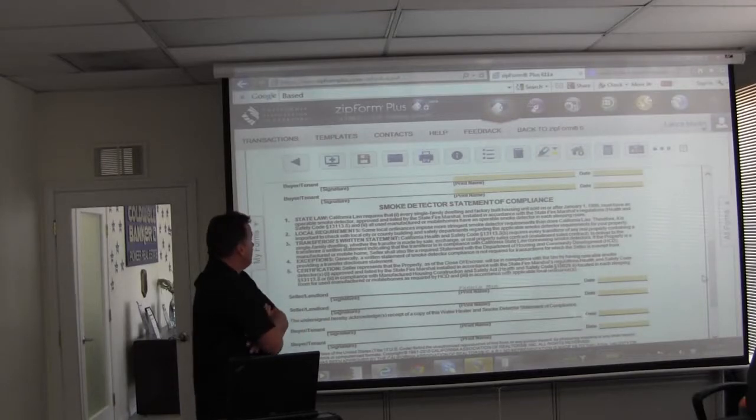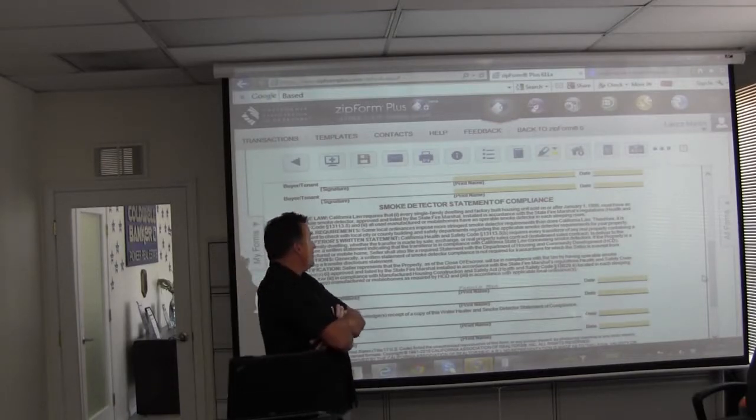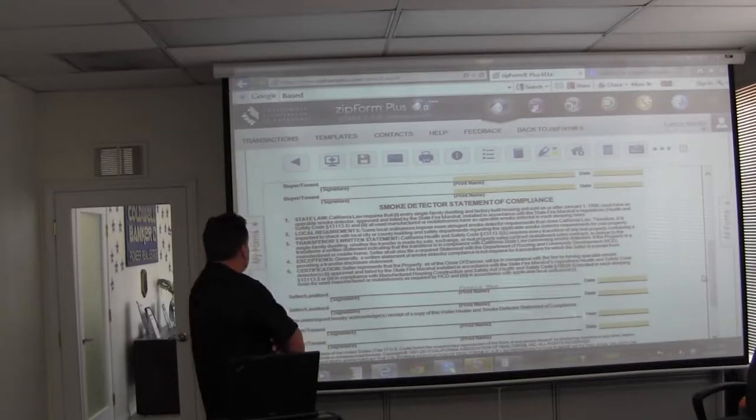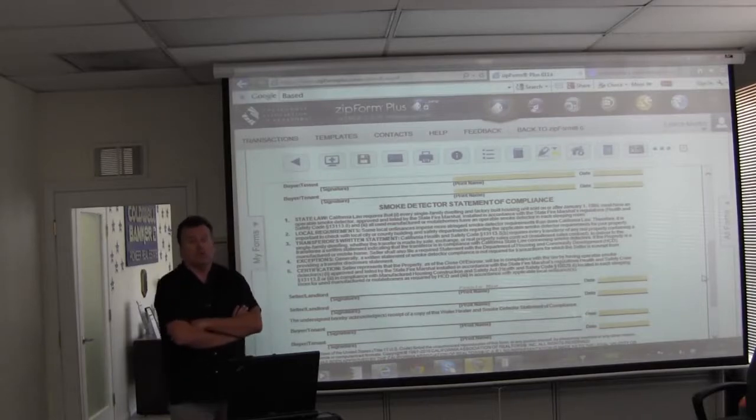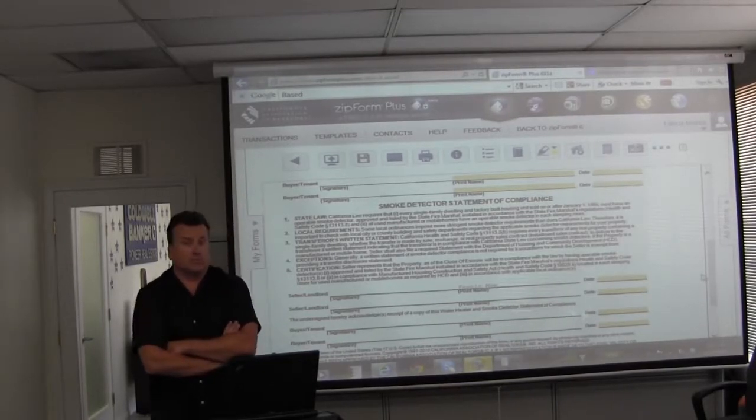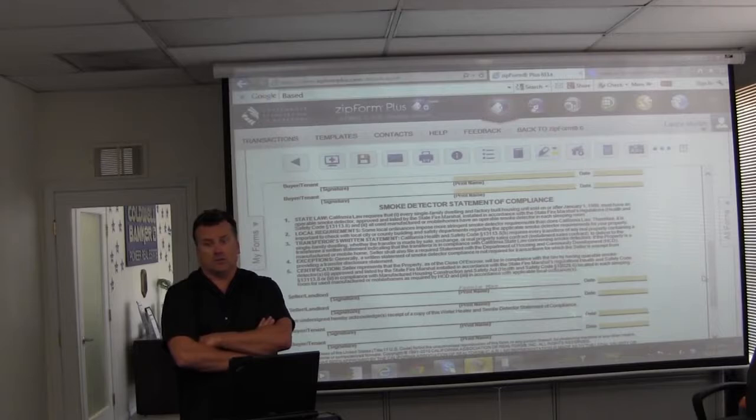Exceptions. Generally, a written statement of smoke detector compliance is not required for transactions for which the seller is exempt from providing the transfer disclosure statement. They're basically talking about foreclosures. Banks do them anyway. Put your smoke detectors in.